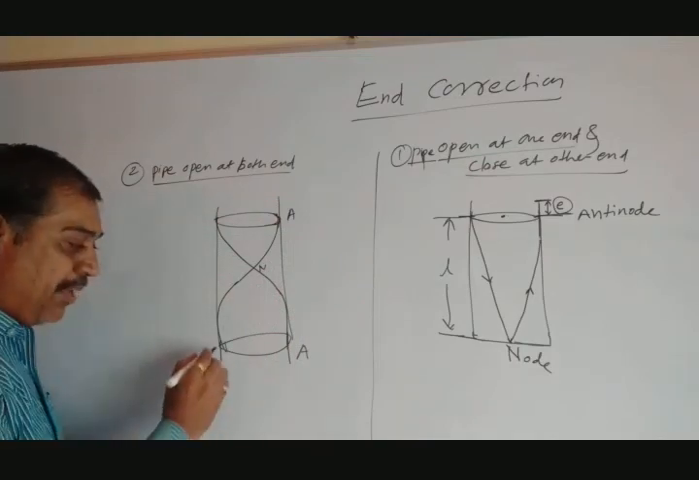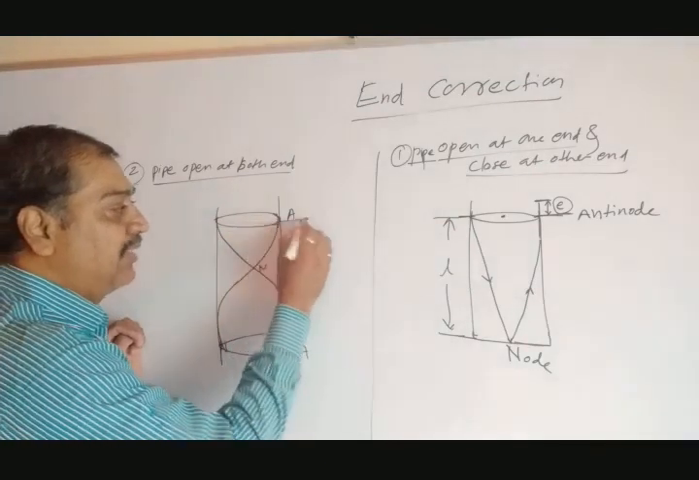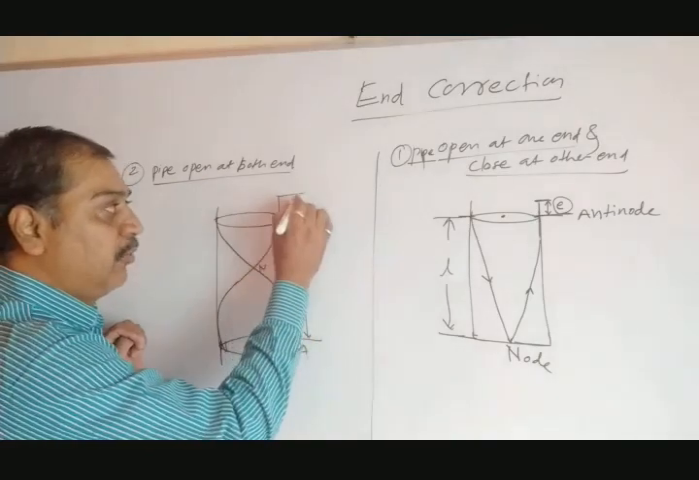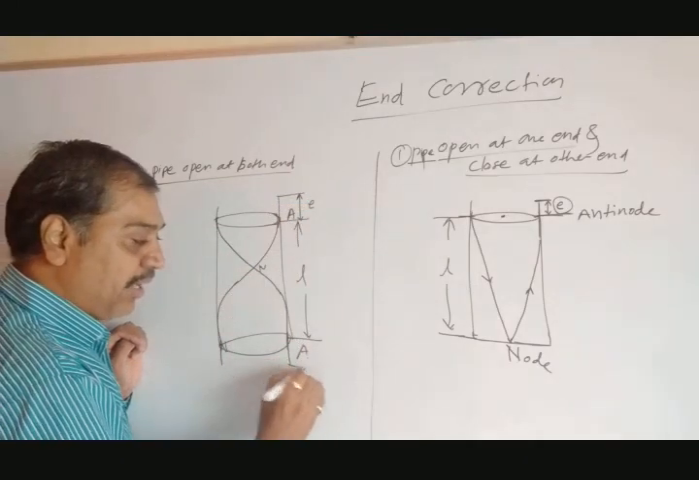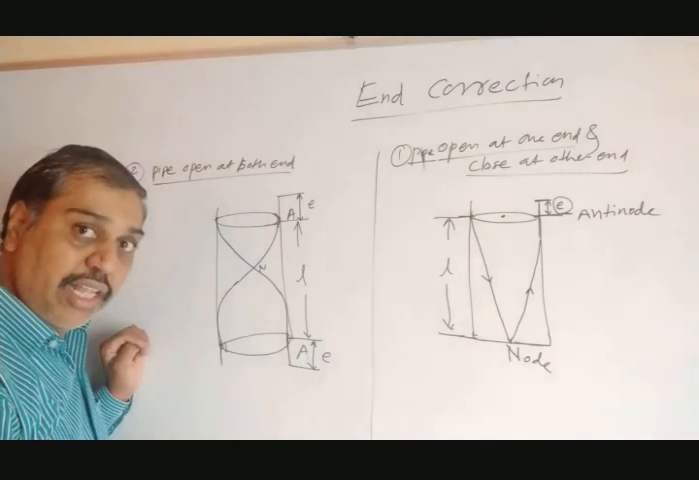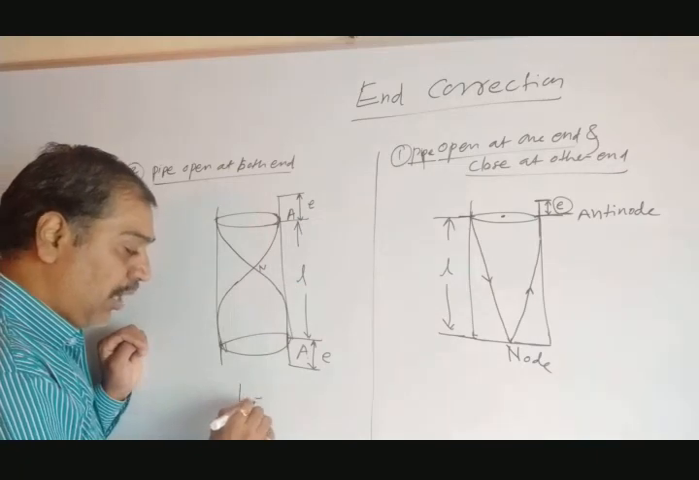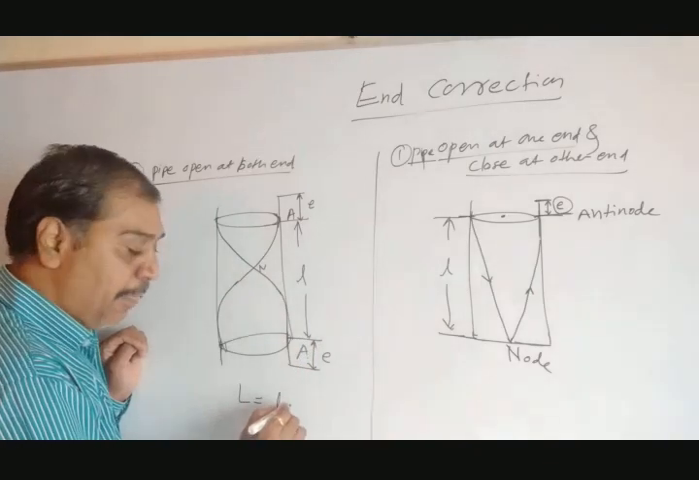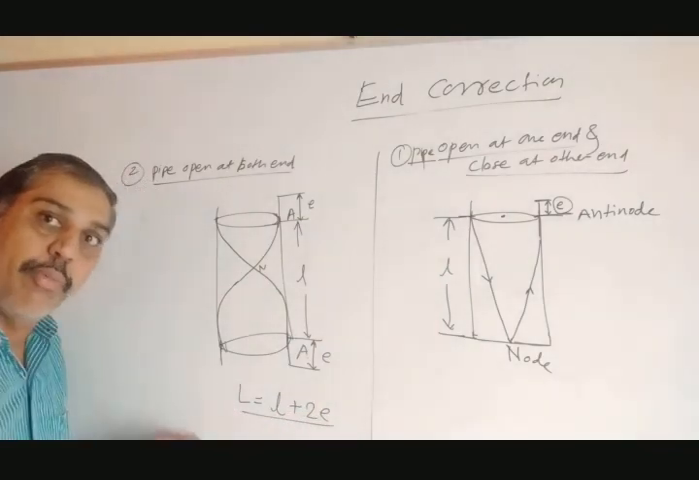But as this pipe is open at both ends, you should take two corrections. Suppose we take the length of the pipe as small l. Then here at the top the end correction is E. Again the same end correction should be there at the bottom, again E. So the end correction in the length is E plus E, twice E. Then the total length L equals small l, the length of the pipe, plus twice E in the case of a pipe open at both ends.